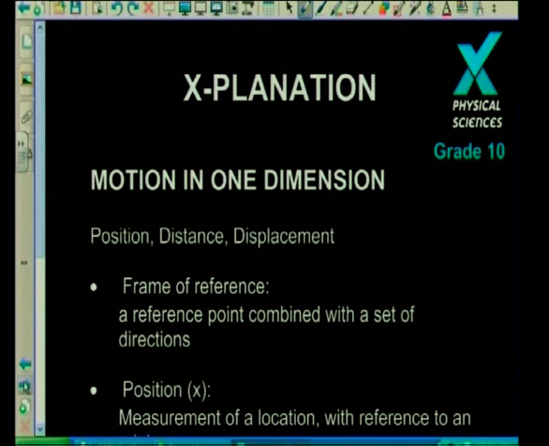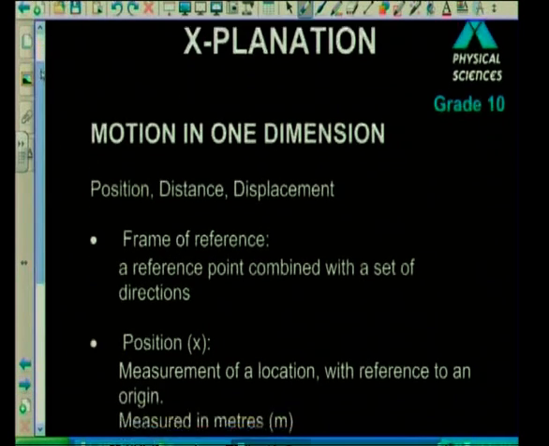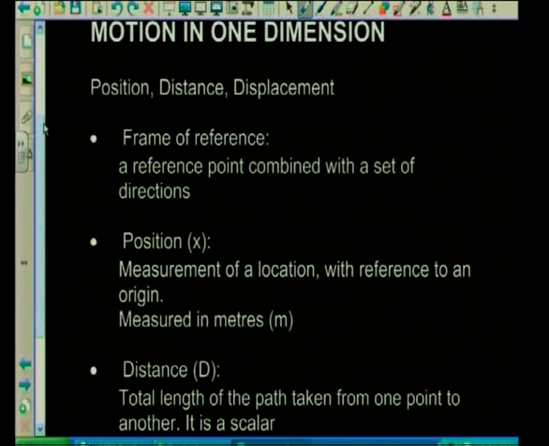Why is this important? Because this brings us to motion in one dimension. We're going to look at three very important definitions. Well, we're going to look at four different things here. First of all, we need to discuss what a frame of reference is. It's a reference point combined with a set of directions.